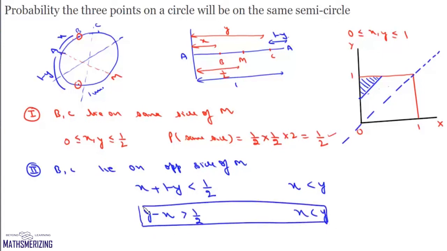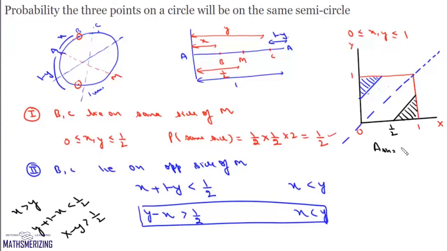Now we'll also have the second case when x is greater than y. If x is greater than y, then in that case we get the condition y plus 1 minus x is less than 1/2, which is x minus y greater than 1/2. Now if we draw this region, it will be this symmetric triangle below the y equals x line.